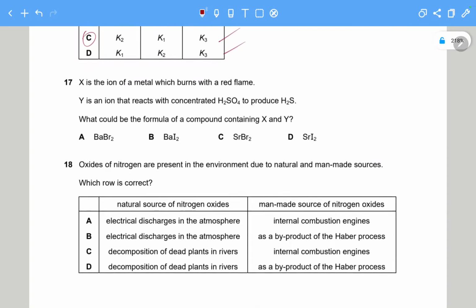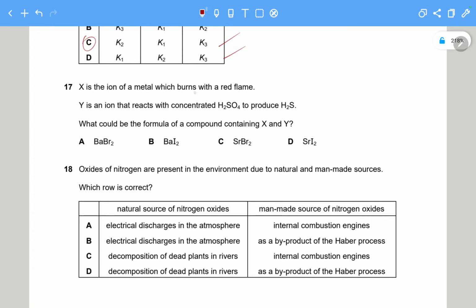Question 17. X is the ion of a metal which burns with a red flame. So remember your qualitative analysis book. Y is an ion that reacts with concentrated H2SO4 to produce H2S. So if you remember from the group 17 chapter, only iodide ions react with H2SO4 to produce H2S, which means it can either be barium iodide or strontium iodide. So we narrow it down to B and D because it's asking for the formula of the compound containing X and Y, and we know that barium burns with an apple green flame and strontium burns with a red flame. So option D is the correct answer.